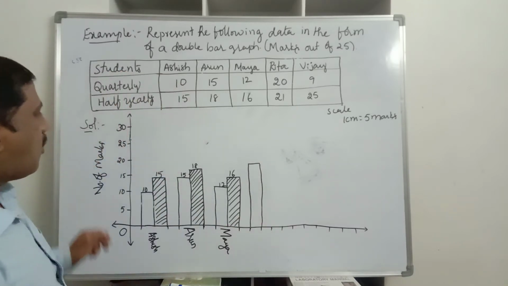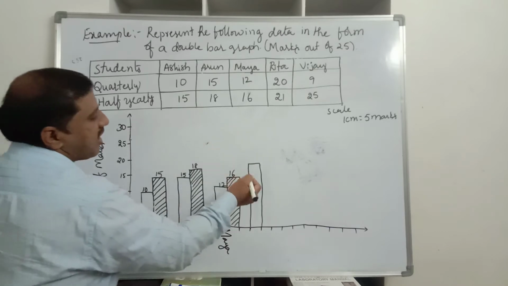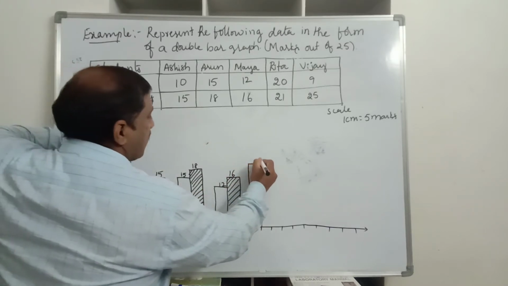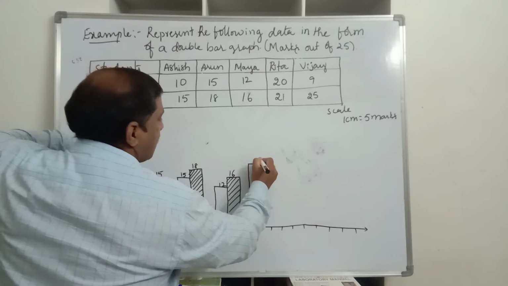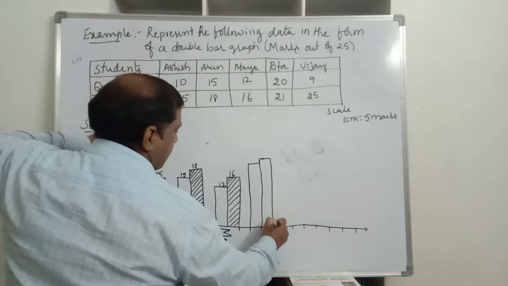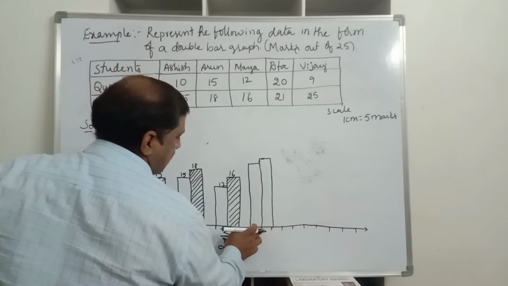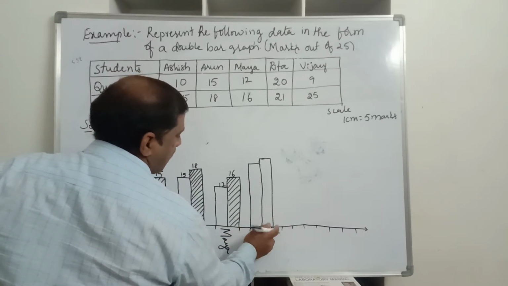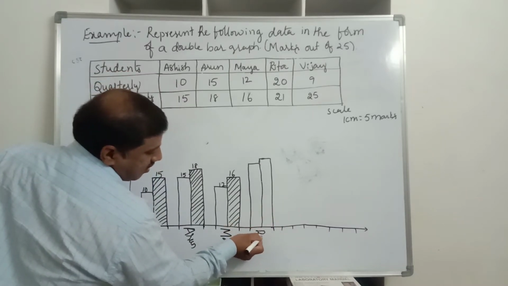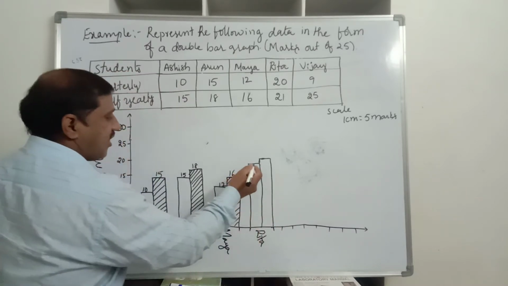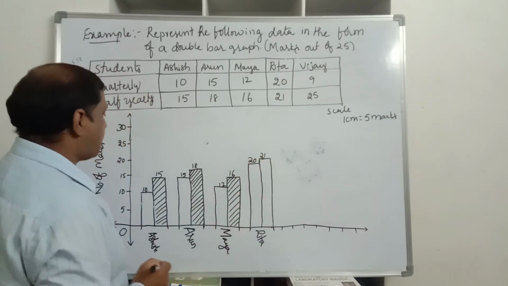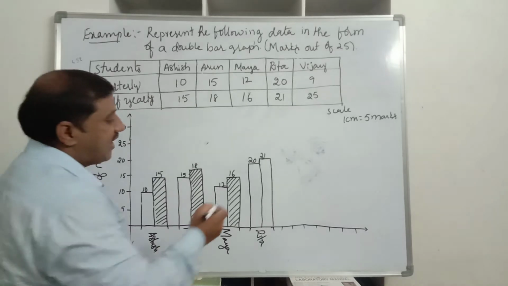So in half yearly how many marks did she score? 21, just 1 mark more. So the second line after 20 will represent what? 21 marks. So you choose the second line and draw a line like this. So this will give us what? Marks scored by Rita in quarterly and half yearly. Quarterly she scored 20, and here it is 21 marks in the half yearly examinations.